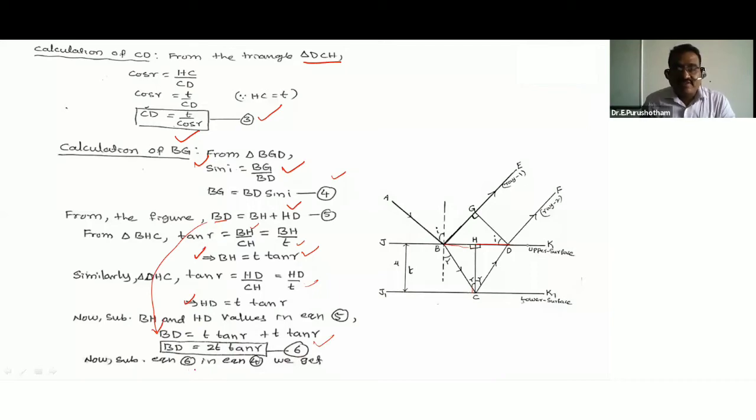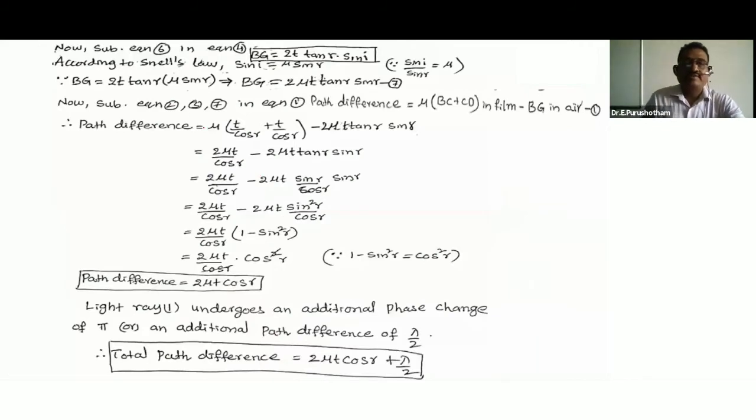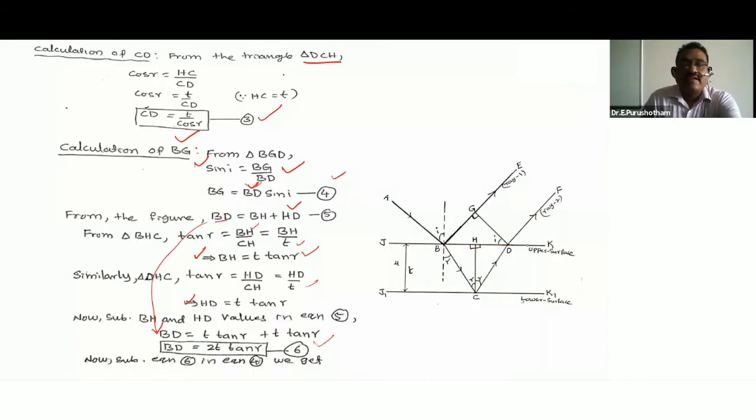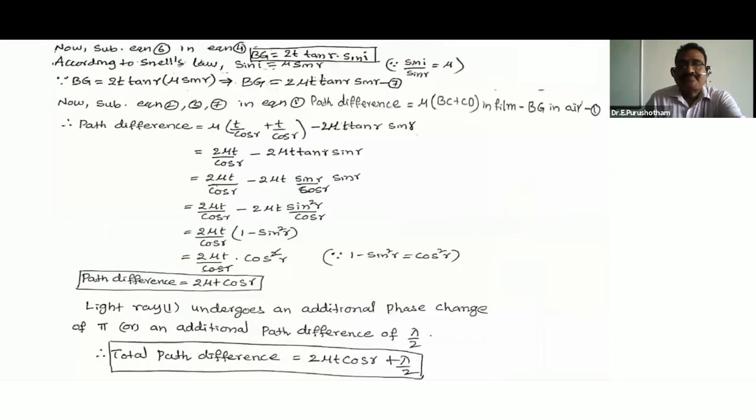Now substituting equation 6 in equation 4, at the place of BD. So BG is equal to BD into sin i, which is 2t tan R into sin i.